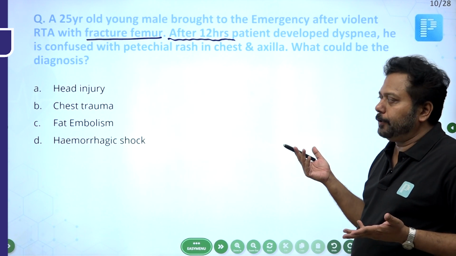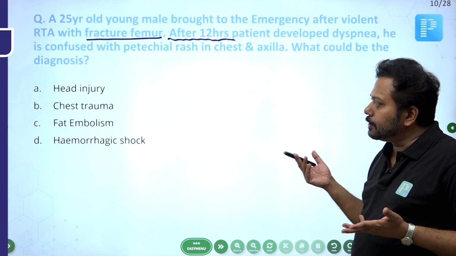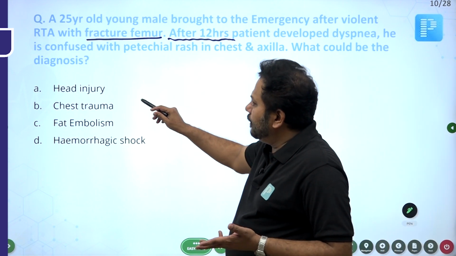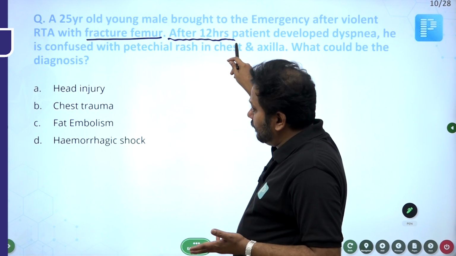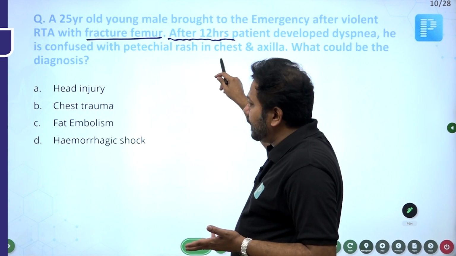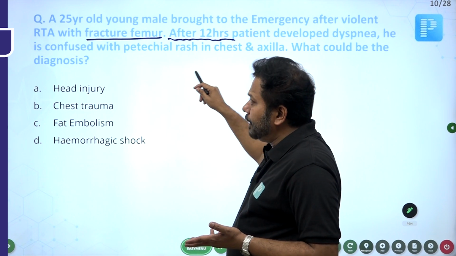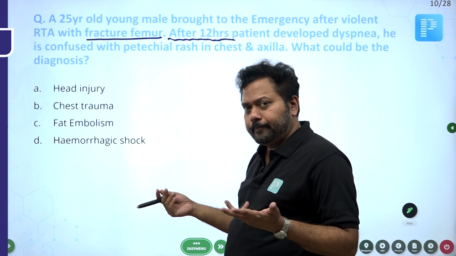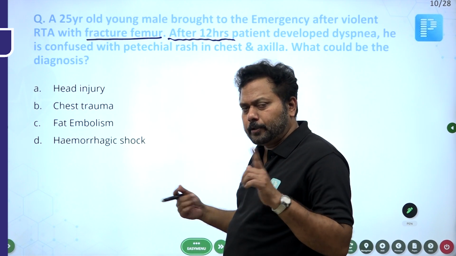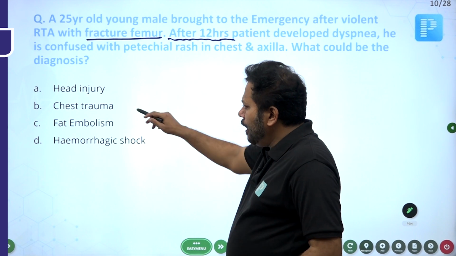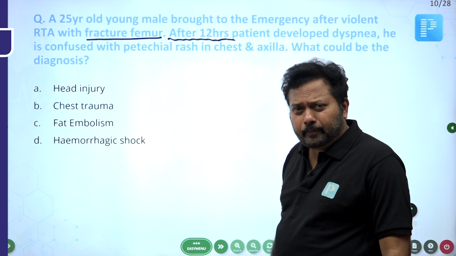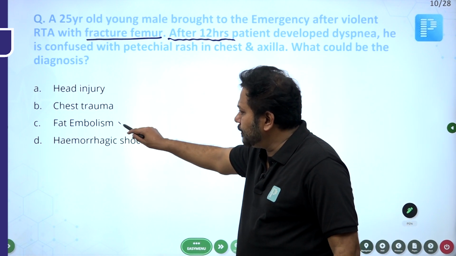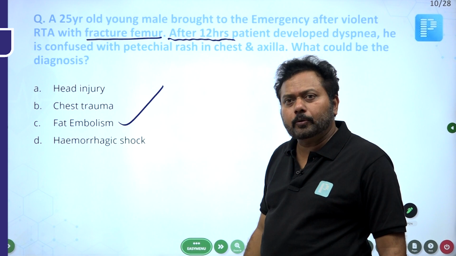Definitely it's not head injury. It is not chest injury, chest trauma. If it is head injury, this is after 12 hours. Petechial rash they had given. The patient is confused; that's what they are telling. They are not using the word unconscious or loss of consciousness. If it's a chest trauma, the patient will be having paradoxical respiration. Fat embolism is the most probable and correct diagnosis.